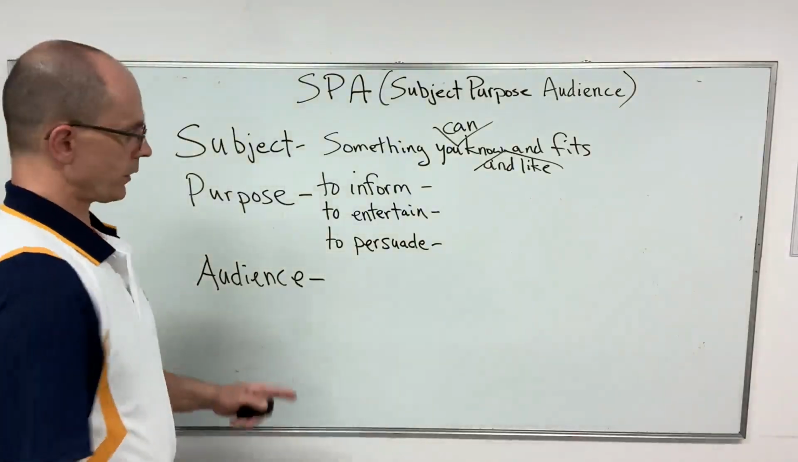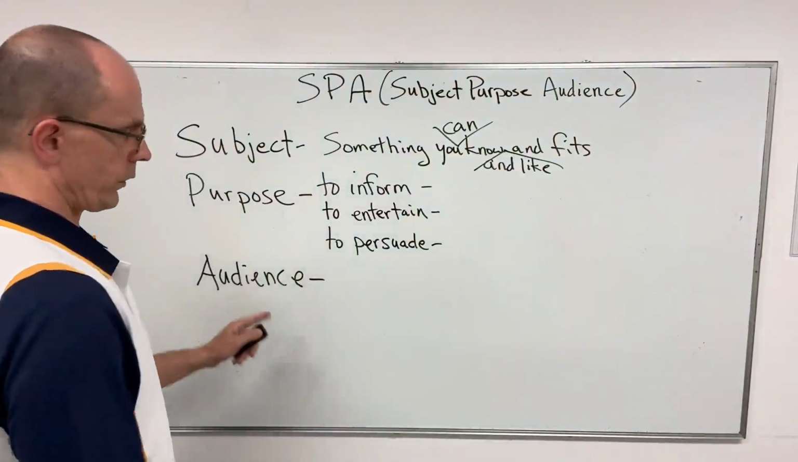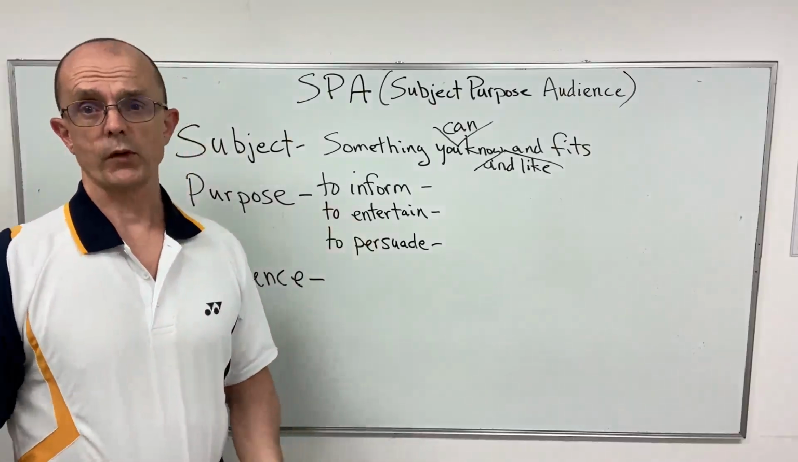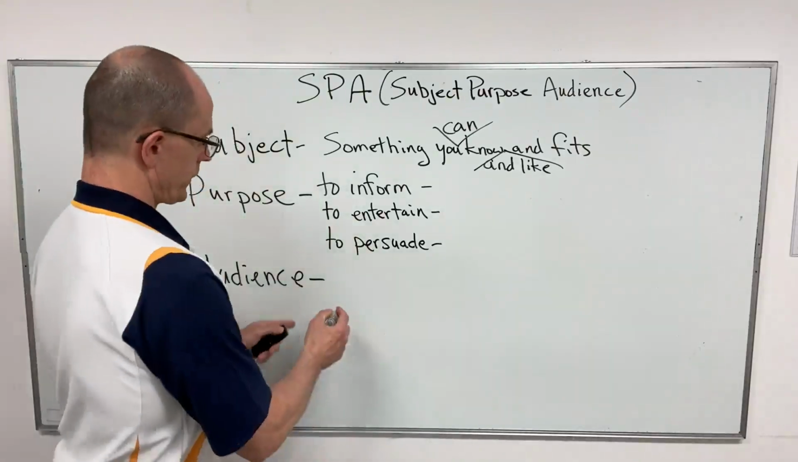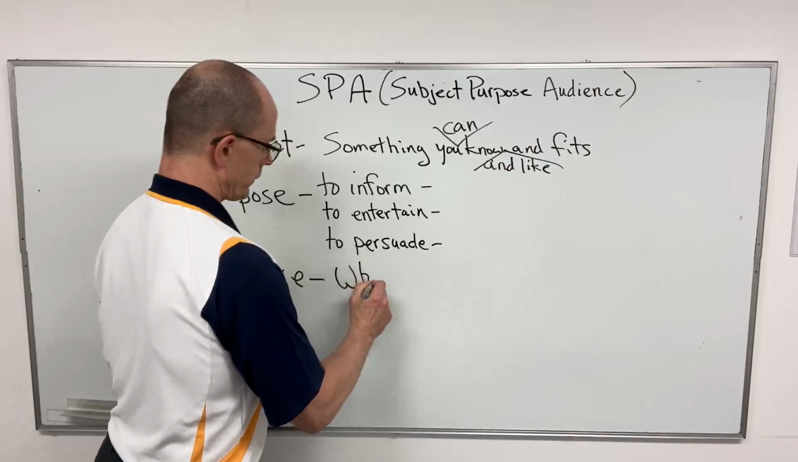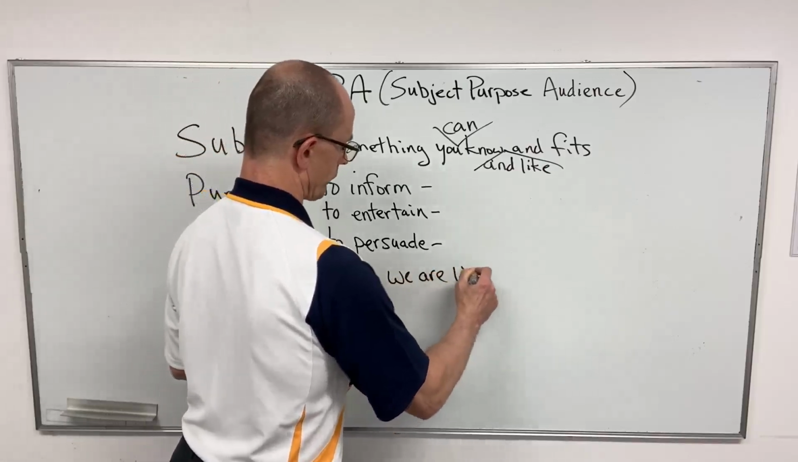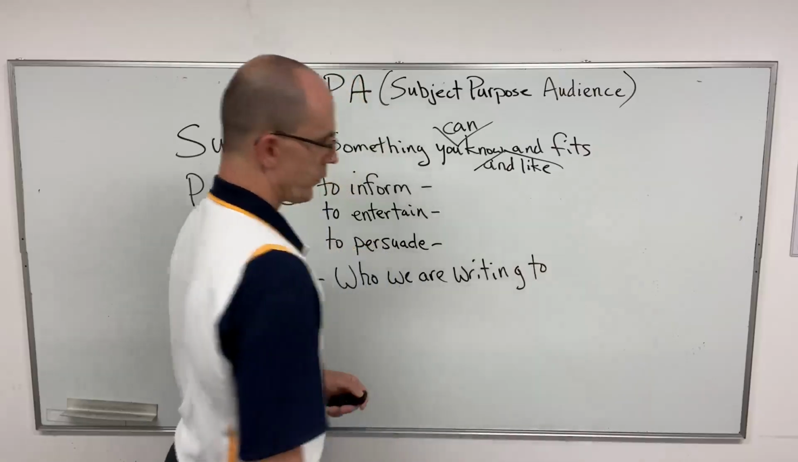The next part we're going to talk about then is audience. We talked about subject and purpose. Now we're going to talk about audience. And it's last in our list, but it could come first in your decision making because audience helps us a lot. We are deciding who we are writing to.